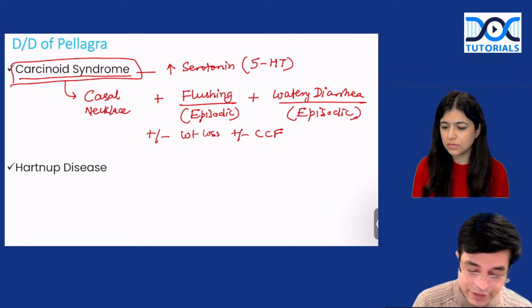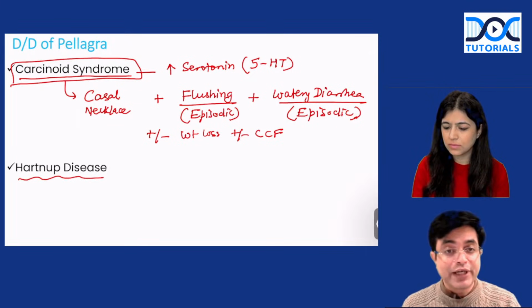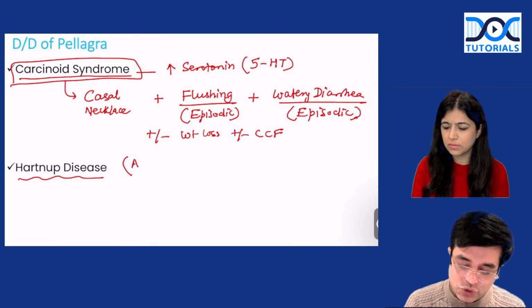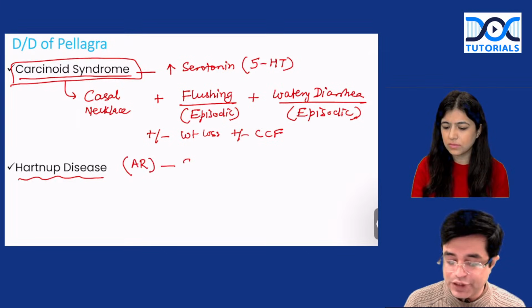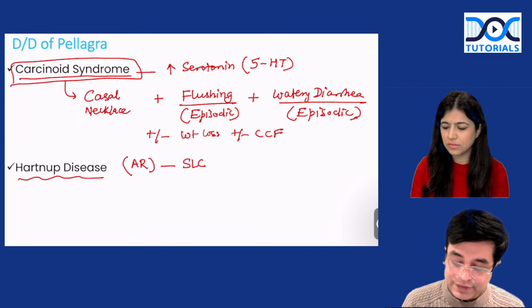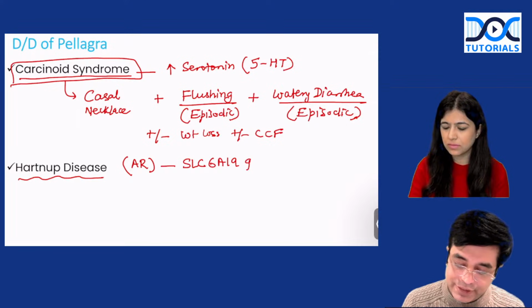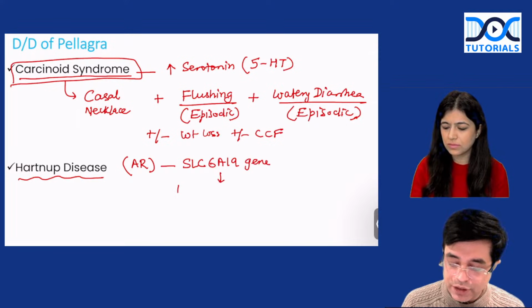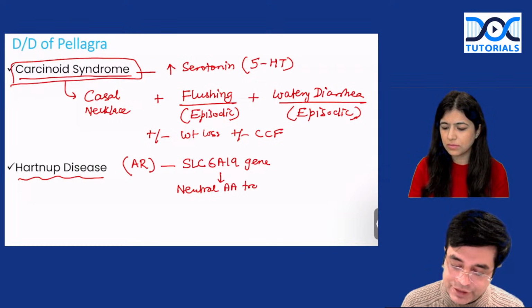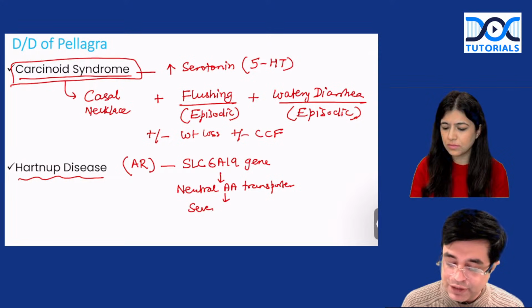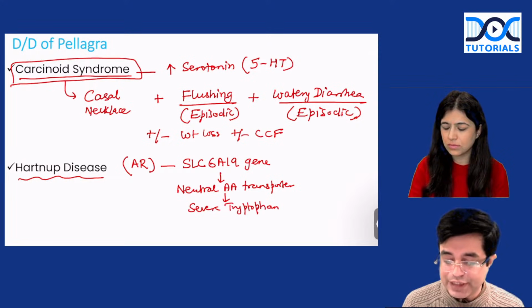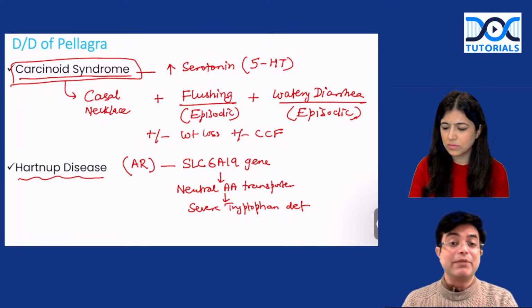Second differential diagnosis is Hartnup disease. It's an inborn error of metabolism, which is autosomal recessive inherited. These patients have an SLC6A19 gene mutation. The SLC6A19 gene codes for a neutral amino acid transporter. Due to the deficiency of this amino acid transporter, these patients will have severe tryptophan deficiency, and due to the severe tryptophan deficiency, they can have pellagra-like manifestations.